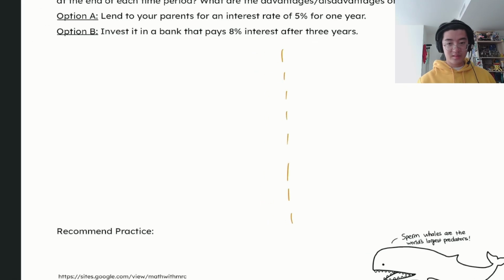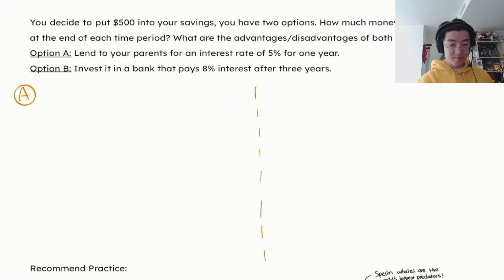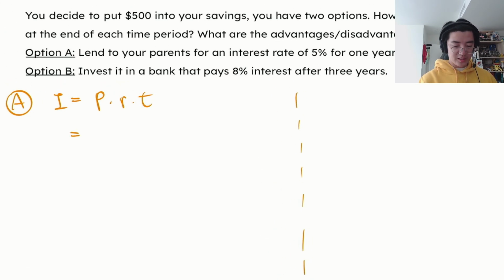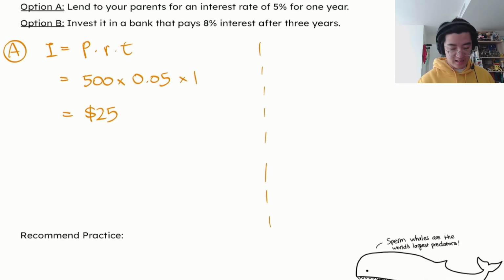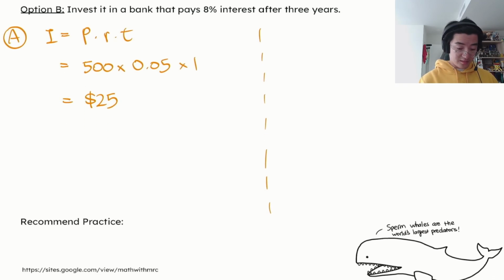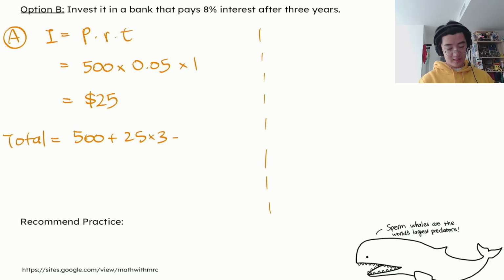Right? So let's take option A. Remember, our formula is just PRT. Right? The initial amount, the principal, is 500. And your parents are giving you 5%, so 0.05 as a decimal, over 1 year. Right? So the interest is 25 bucks. Okay, and let's assume that you do that for all 3 years. Right? So the total amount is your initial 500 plus 25 times 3. Right? Again, assuming that they keep the offer for 3 years. So after 3 years, you get 575 bucks.